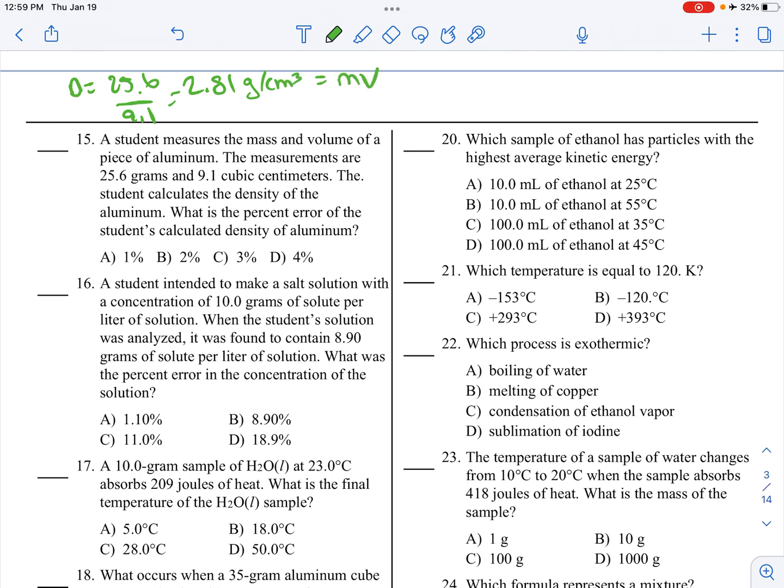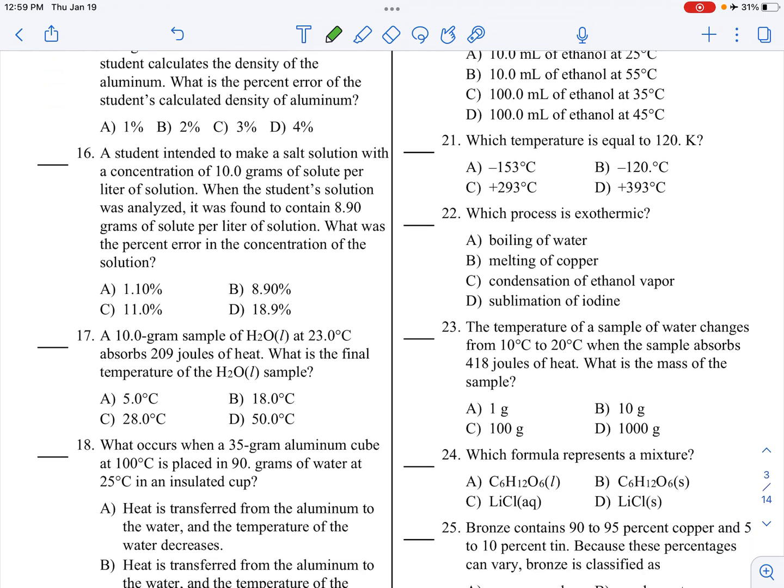So now to find the actual density of aluminum, I need to go to table S, and it says it's 2.70. 2.70 is the actual. So then I need to subtract 2.81 minus 2.70, which is 0.11, and we're going to divide it by the actual, which is 2.70, and then you're going to multiply it by 100. Whoops, hold on. I need to times 100. Okay, so it's 4.07%, so 4%.